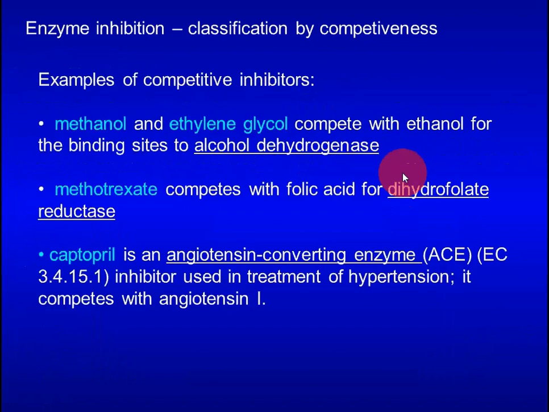Examples of competitive inhibitors include methanol, which competes with ethanol for alcohol dehydrogenase. Methotrexate competes with folic acid for dihydrofolic acid reductase. Captopril competes with angiotensin I for angiotensin converting enzyme.